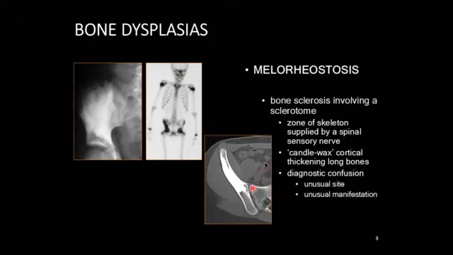You can see here it's unusual to have melorheostosis at the iliac bone. You can see the sclerosis and obliteration of the medullary cavity, and it shows active scintigraphy uptake. Also on the plain films, you can see the area of sclerosis with a candle wax appearance.